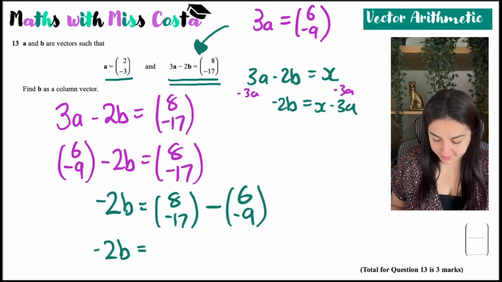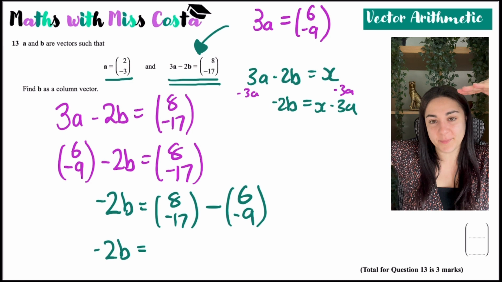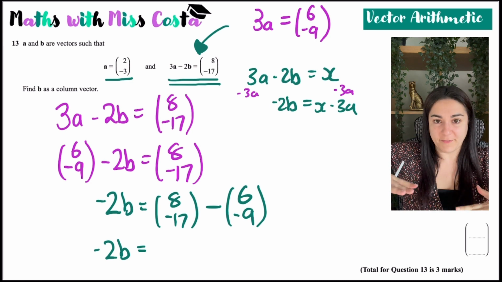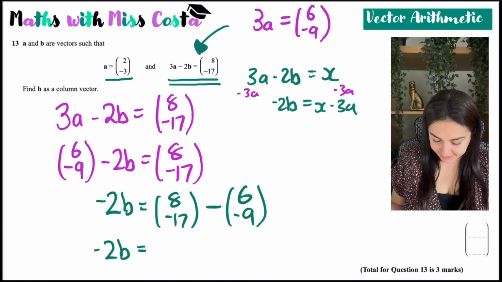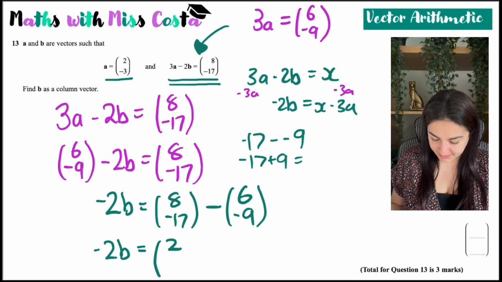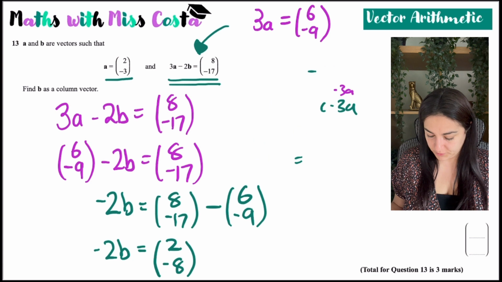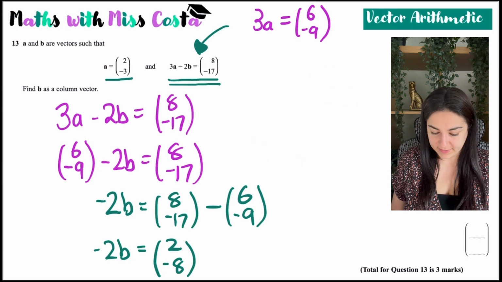So let's have a look at that. When you're subtracting vectors, you subtract the x values and the y values separately. So 8 take away 6 gives me 2. And minus 17 minus negative 9 is going to give me minus 17 plus 9, so that would give me negative 8. So I know that negative 2B is (2, -8).